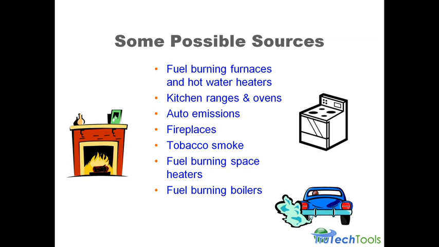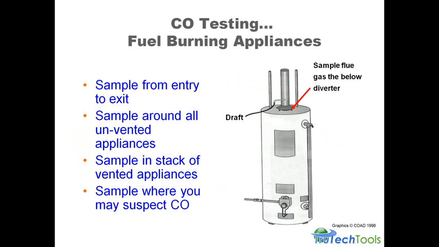And if it does produce a little bit of CO, there's enough dilution air in a typical home that it's not going to raise the CO level in the home in any measurable way. But if that appliance isn't burning right, it can be a very significant source of CO in the home. So these are things we got to watch. Tobacco smoke. I've seen people doing incense and candles causing elevated CO in a home. Fuel burning space heaters and fuel burning boilers.